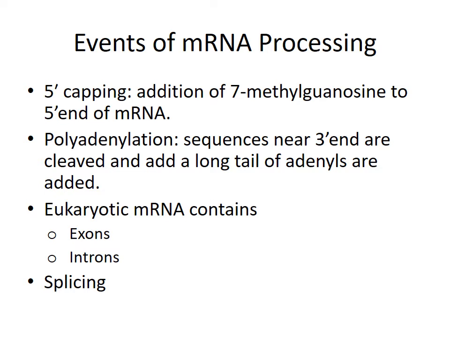The first event during mRNA processing is 5' capping. During 5' capping, 7-methylguanosine is added to the 5' end of the mRNA. The second event of mRNA processing is polyadenylation, which is the addition of a poly A tail to the mRNA. And the last but most important step of mRNA processing is splicing, in which introns are removed and only the exons are retained.